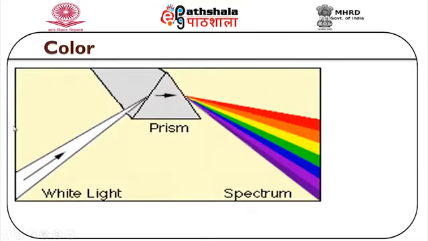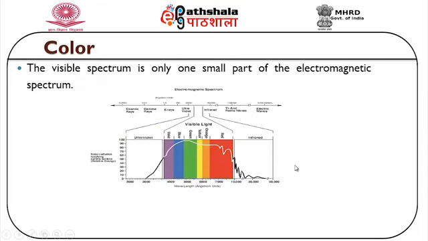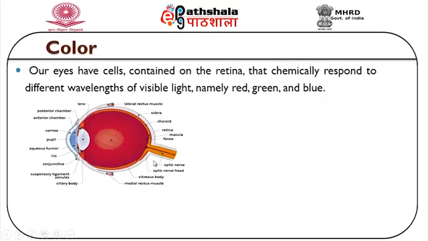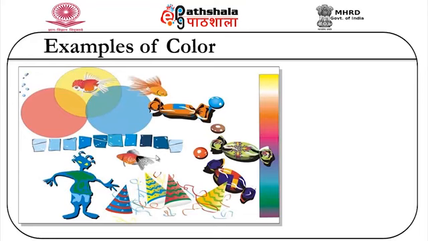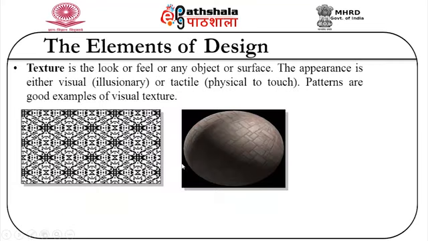So here we can see when white light is passed through a prism, it is diffracted as a spectrum. So we have various colors being produced in the spectrum. The visible spectrum is only a small part of the entire electromagnetic spectrum. Color is distinguishable by the eye. So these are various examples of colors. Here we can see the emphasis given to colors.